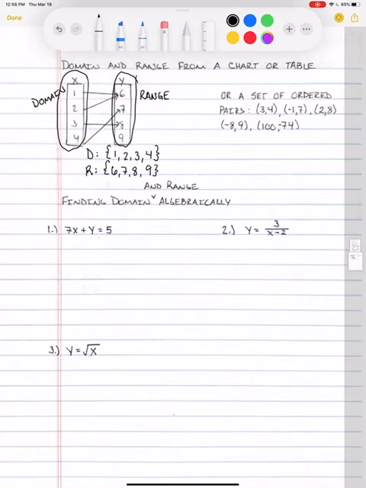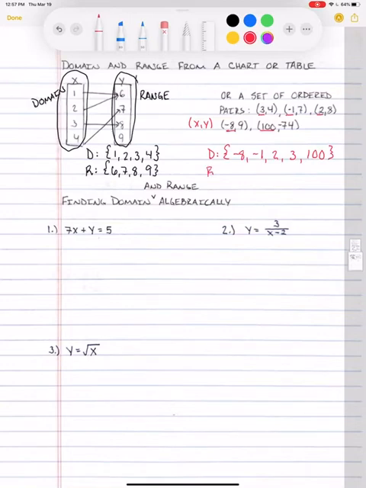Ordered pairs, same deal. Remember, an ordered pair is always written as x comma y, so the first number is always going to be our x values, so these are all of our x values, so they will be our domains, and we're going to put them in order. So our domain starts at -8, we have a -1, 2, 3, and 100, that's our domain.